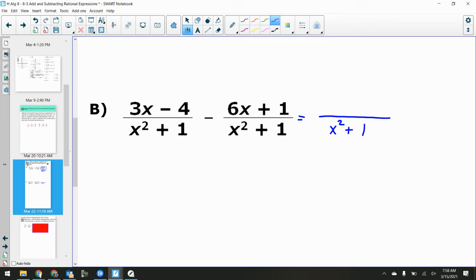Now be careful here. When you go to subtract, you have to treat the binomial on the right side as if it is in parentheses. So this is going to be 3x minus 6x, or -3x. Then -4 minus 1, right? Not plus 1, but minus 1. -4 minus 1 is -5.